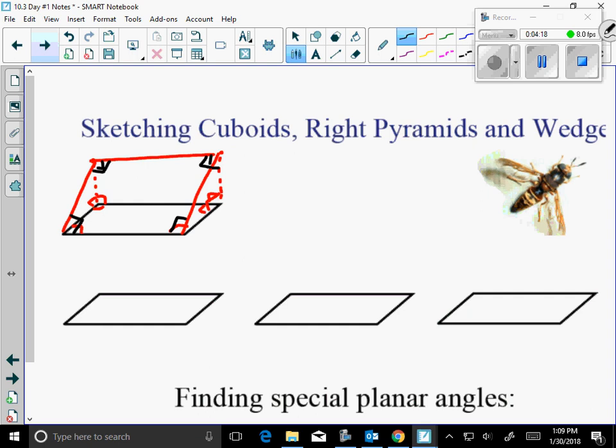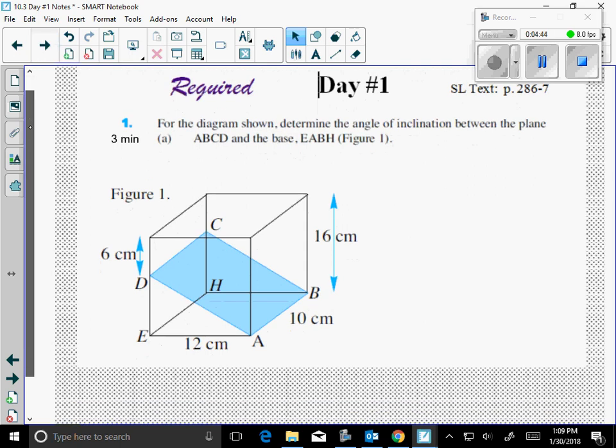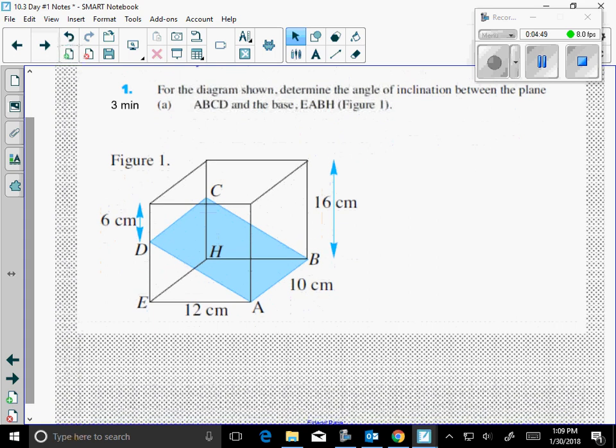This is three-dimensional, correct? We're going to be finding some lengths, maybe some surface areas, maybe some angles, etc. You could spend your free time when you're not watching Stranger Things or Thomas the Train or whatever, doing some more drawings. I want to jump right into a homework problem. How about that? Okay, this is going to require some colors. So you got colors available to you. For the diagram shown, determine the angle of inclination between the plane ABCD and the base EABH.